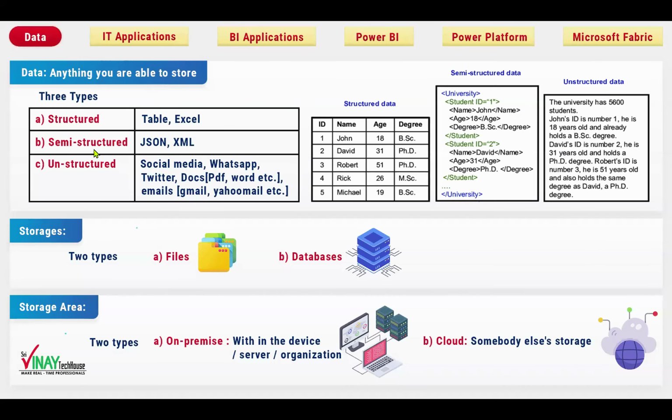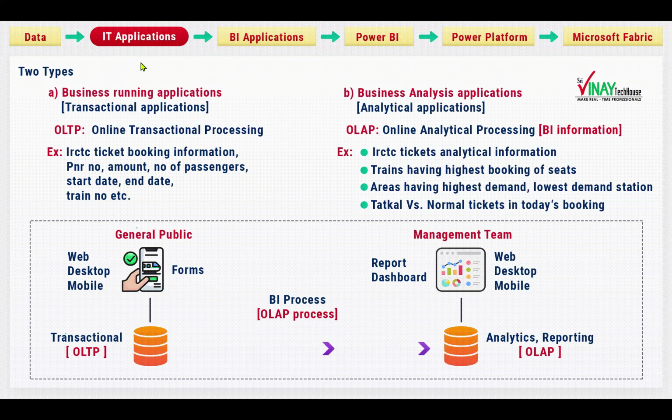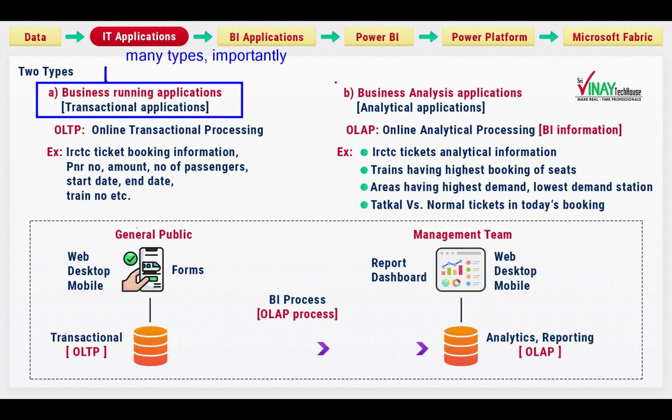First, data understanding, you have successfully done. Next, IT applications. There are many types available. Importantly, first application category, business running. Second application category, business analysis. Even if you start a company, first you require a business running application, next you require a business analysis application.